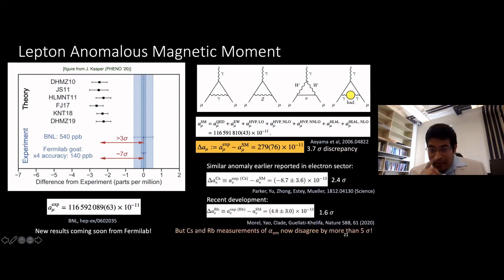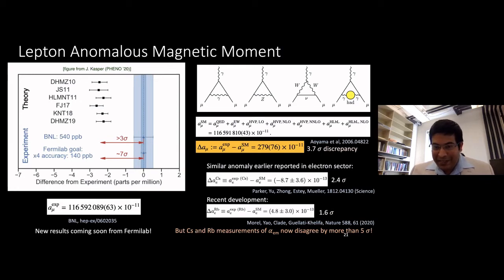But now it seems that just very recently, a few months ago, there is a new measurement of the fine structure constant using rubidium, and there the discrepancy with the standard model is reduced to just 1.6 sigma, and moreover it is in the positive direction. So now both the electron and muon g minus 2 discrepancies are of the same sign. But this leads to another question: the cesium measurement and the rubidium measurement of the fine structure constant now disagree by more than 5 sigma. So this is something that I guess is not related to new physics.